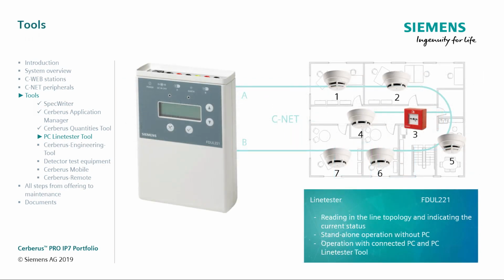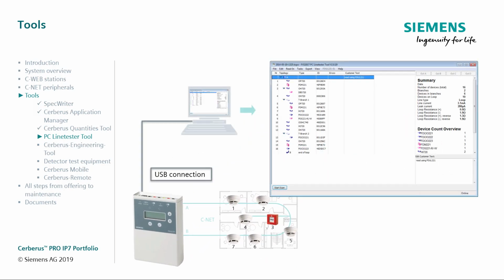As well as being used as a standalone application, the line tester can also be connected to a PC. If there are a lot of CNET devices, they can be operated much more easily and displayed more clearly using the software. The line tester is exclusively controlled by the PC, and the connection is established using a standard USB cable. The line tester tool reads the topology in a single mouse click so that you can view all connected devices in a clearly arranged structure. The software lets you access and control the CNET devices directly.